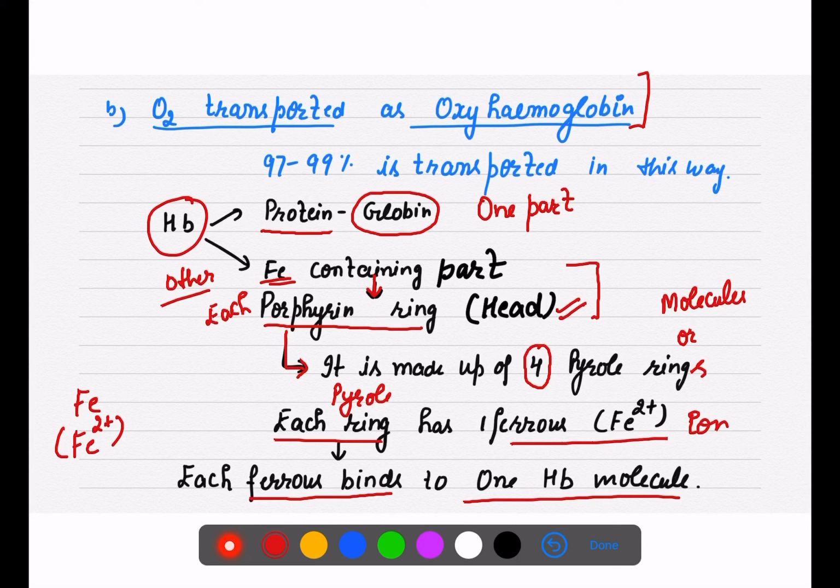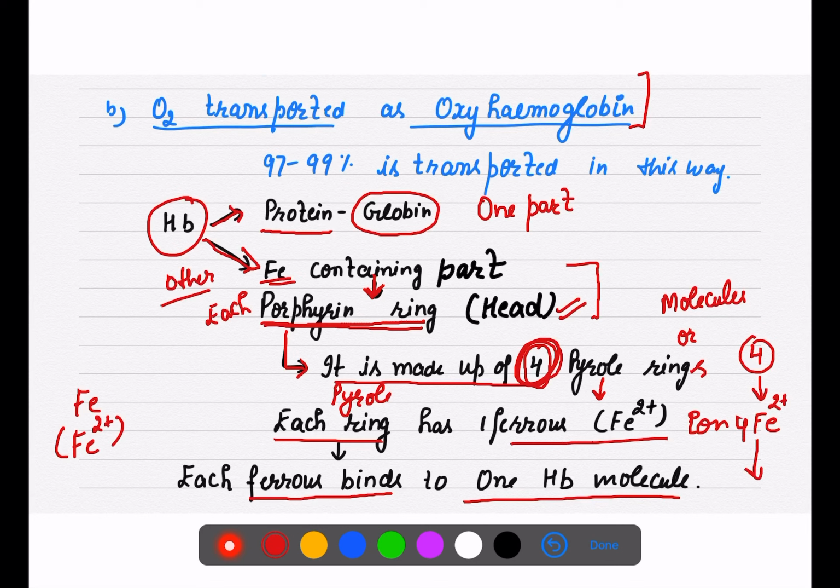So hemoglobin has two parts. One is the proteinaceous part, that is globin, and the other is the iron containing part. The iron containing part of hemoglobin has the porphyrin ring, which is known as the porphyrin head also. This head is made up of 4 pyrrole rings, and each of the 4 rings has one ferrous ion. So it means 4 ferrous ions will be there.